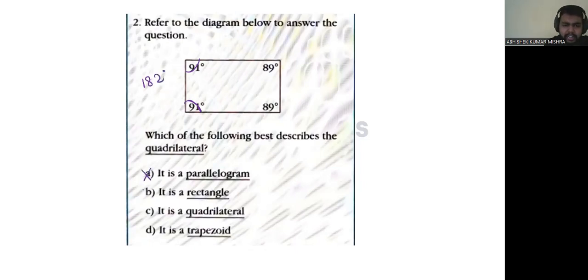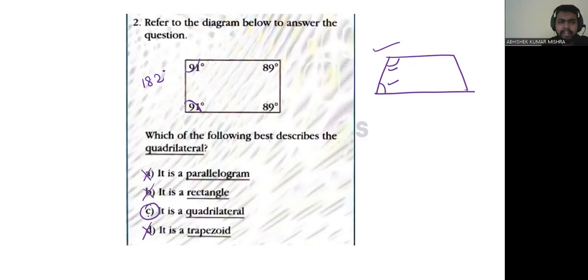This is neither a rectangle, because in a rectangle each angle is equal to 90 degrees. This is not a trapezoid, because in a trapezoid also, these two angles are making 180 degrees. They are also supplementary. I'll teach that in some other class. But here, this is not a trapezoid at all. So my answer is it is just a quadrilateral, because it has four segments.